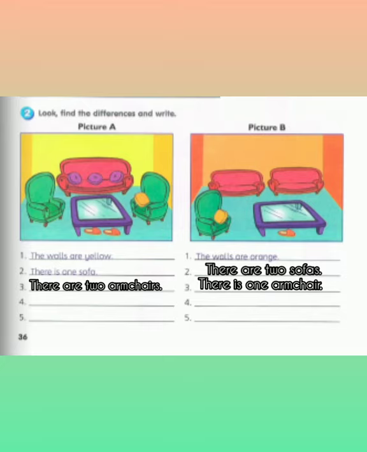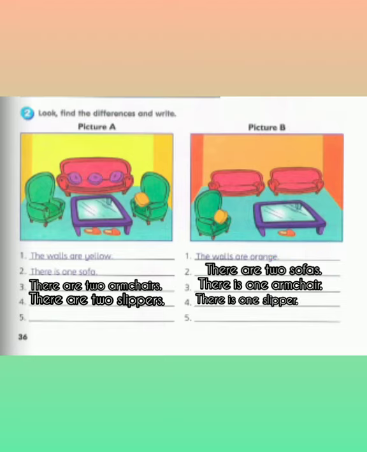Okay, in picture A, look carefully. What's the difference? Okay, ada apa lagi dalam picture A tu? Yes, there are 2 slippers. Okay, write down at number 4 in picture A. There are 2 slippers. In picture B, how many slippers there? There is 1 slipper. Okay, good.